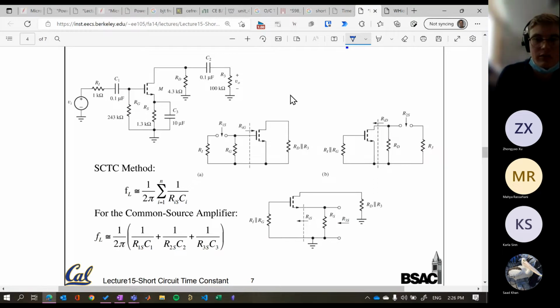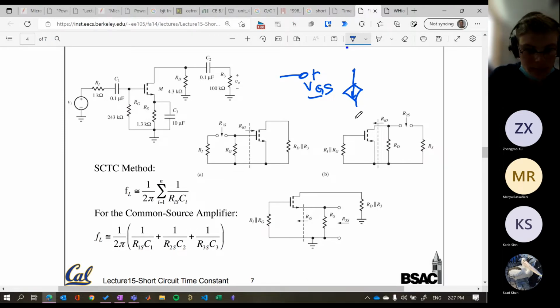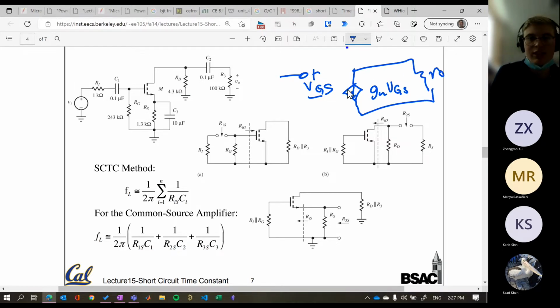MOSFETs are even nicer because instead of an R-Pi, it's an open circuit. So we just hit this and get our VGS, and then we get a current source. Actually, let me just double check that. Yeah, and this is GM VGS. And we do still have an R0, but less of an issue. This is sort of our small signal model. And again, exactly the same things happening, but it'll be nicer because we don't have an R-Pi in here.